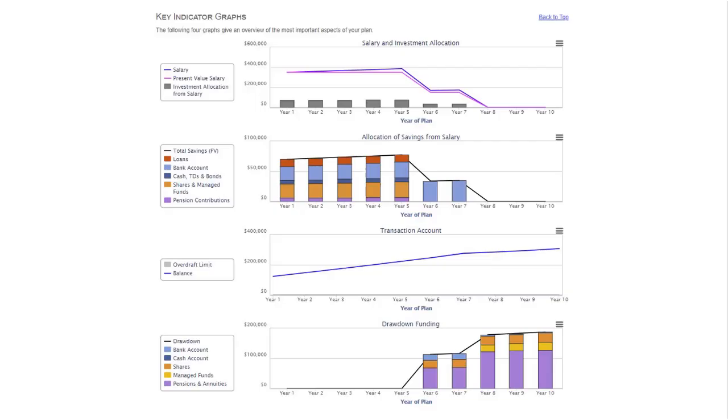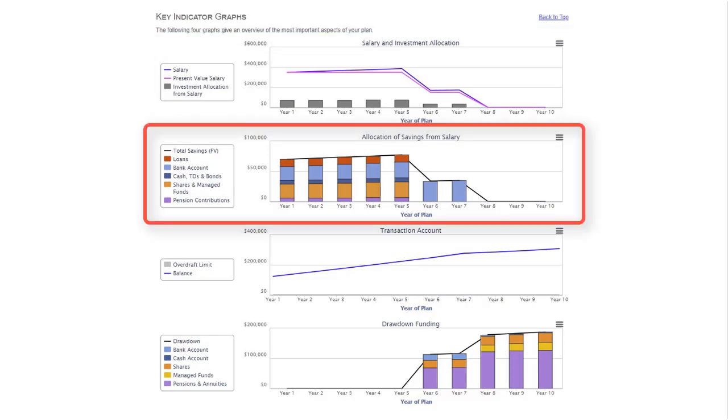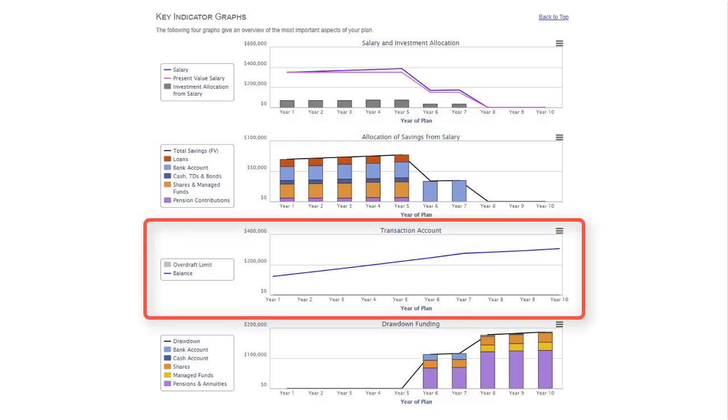The key indicator graphs are designed to alert you to any important information you may have forgotten. Have you allocated all salaries and savings from salary? Have you allocated the salary savings to the accounts intended? Are the loan costs greater than the savings, in which case the column would be red and extend above the total savings line? Do you have sufficient funds in the transaction account?